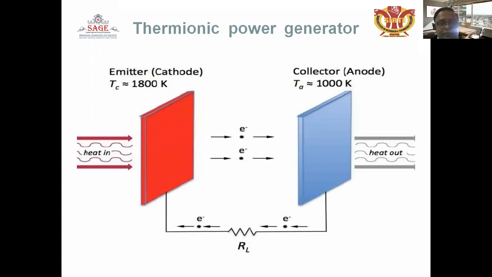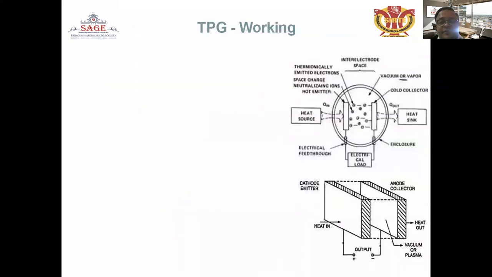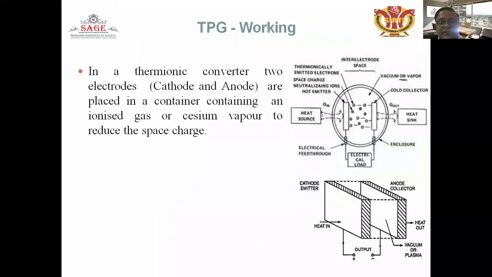Emitter cathode: the temperature maintained is Tc equal to 1800 Kelvin, and the collector anode Ta is equal to 1000 Kelvin. So heat is supplied from one side and heat goes out from the other side. The electron passes from the hot to the cold side, where the energy is lost from the hot junction to the cold junction. This is the TPG working described in the diagram, where heat is supplied from one side at the bottom, and heat goes out from the other side.